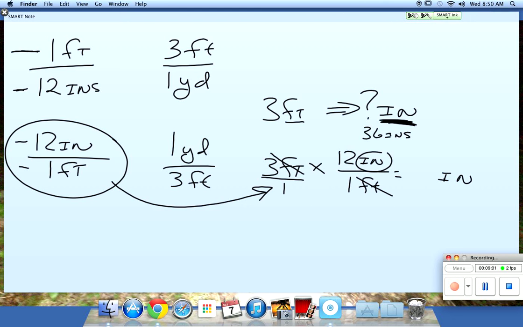Now all we have to do is multiply and divide. 3 times 12 is 36. 1 times 1 is 1. So this really equals 36 inches. We've just done a conversion. All right? We've converted feet to inches. I hope that this helps you understand what we need to do.